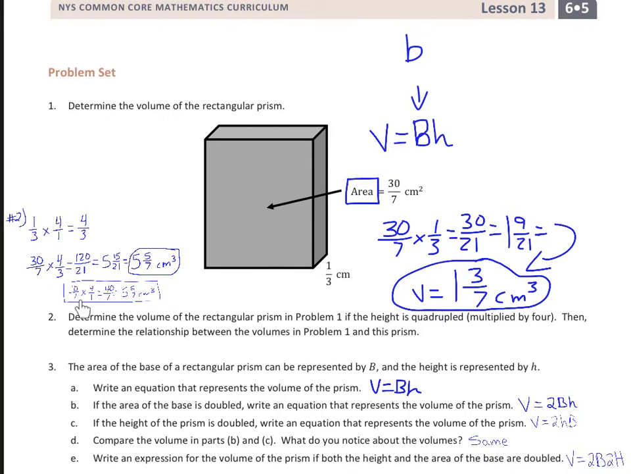That's really what happens: it takes your original 10/7, which is the 1 3/7, and I multiply that by 4. So if I multiply the height by 4, I am also multiplying the volume by 4, because I'm only multiplying that by one other item.